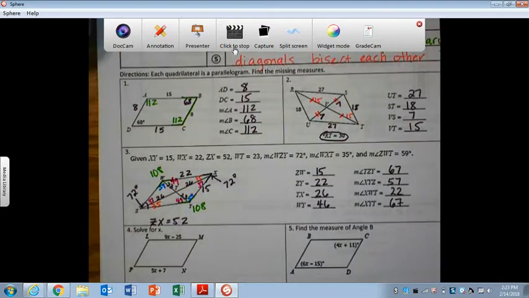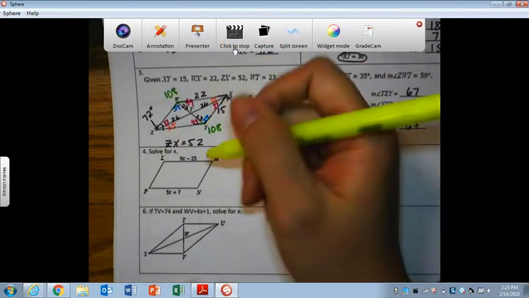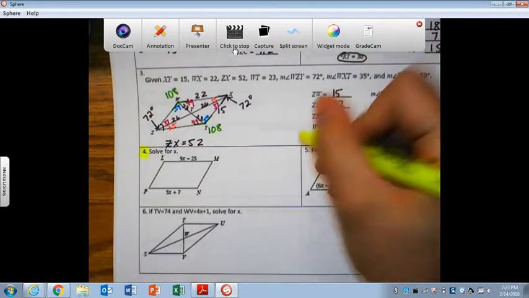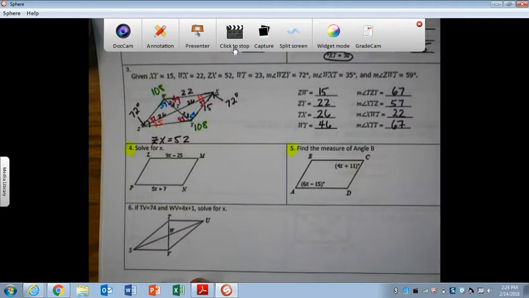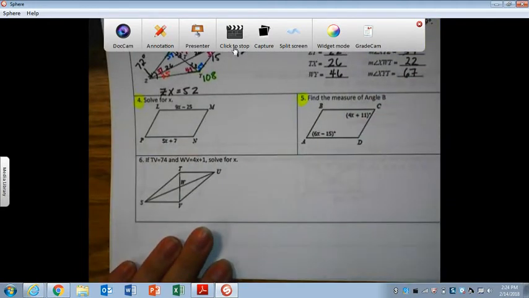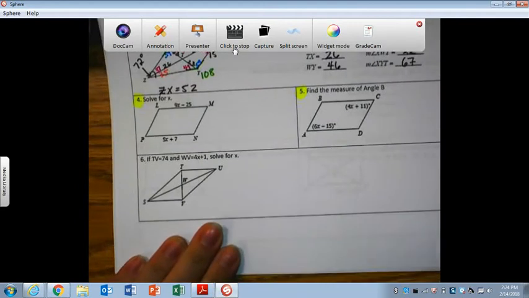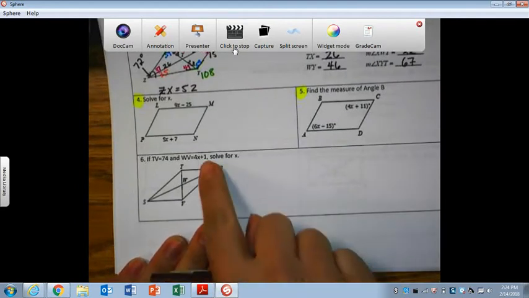Now, I want you guys to do number 4 and number 5. Okay? So do those. For number 6, TV is equal to 74 and WV equals 4x plus 1. It says solve for x.